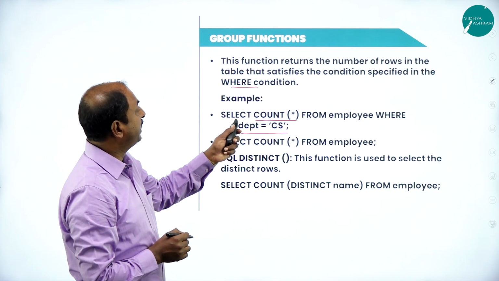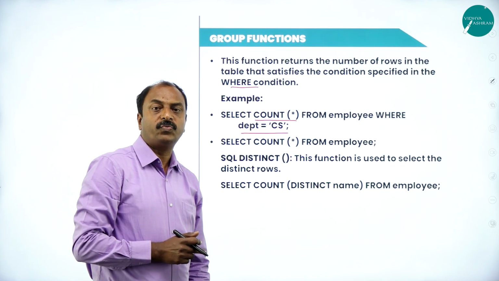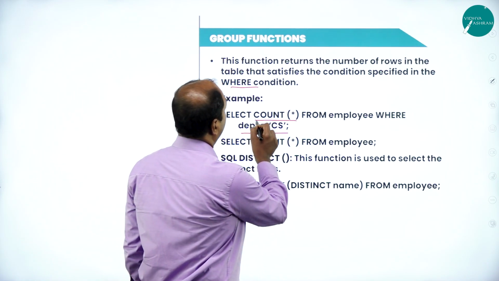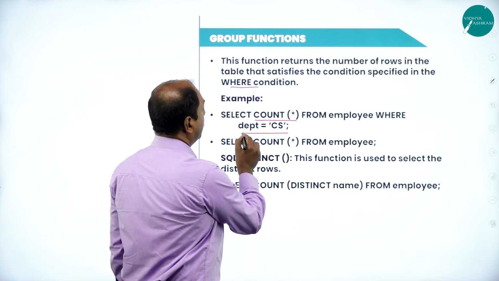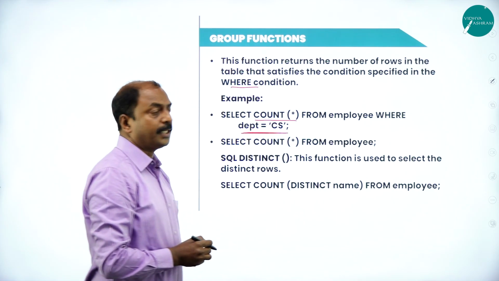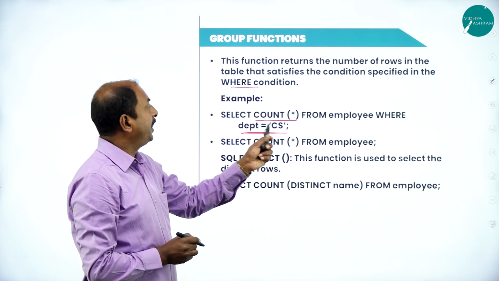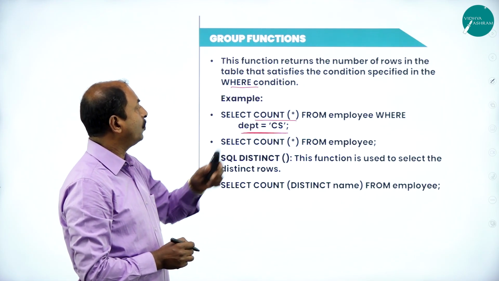So it is going to select, as we have learned in the previous slide, it is used to fetch records from a table. Accordingly, the COUNT function counts the rows where the department equals CS. So in the employee table, where the department is equal to CS, it is going to fetch those records and display them. So this is the COUNT function.